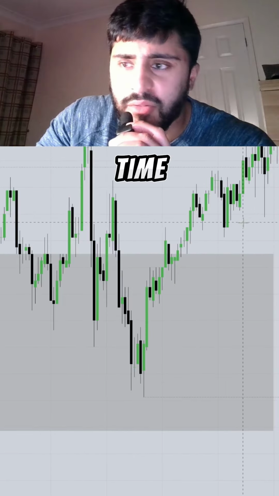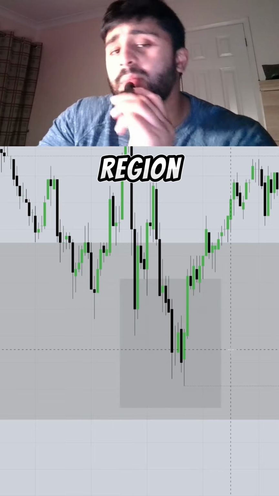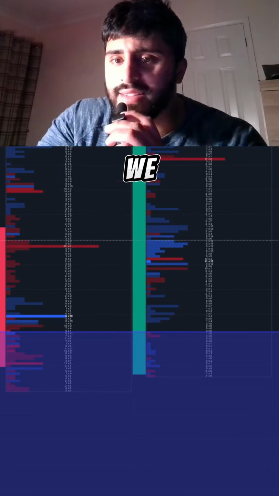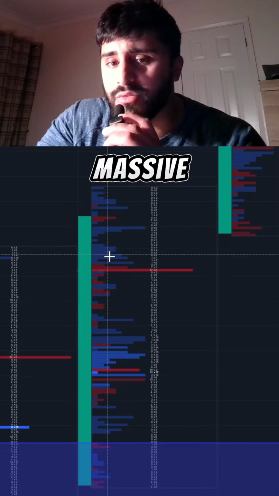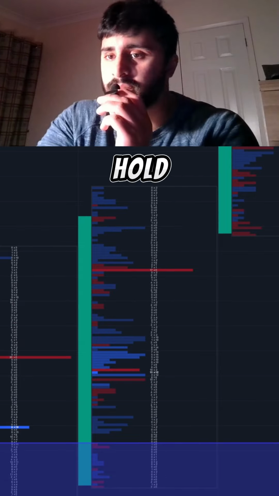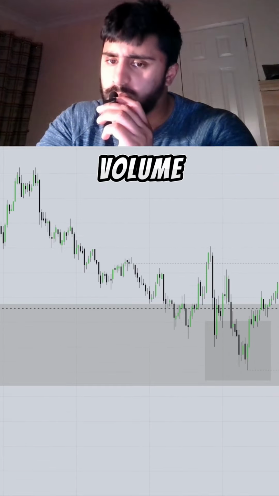On the 5 minute time frame, we see so many sellers in this region, but none of them are being rewarded. We can see that with the rejection over here. We can see very clearly that these sellers are not being rewarded. In fact, we had a massive green candle with a big seller over here, but the level was still able to hold. This is what we call the three-step approach to understanding order flow, volume, and footprint charts.